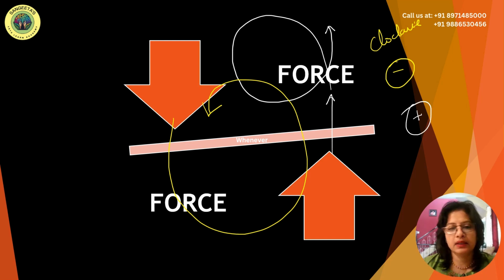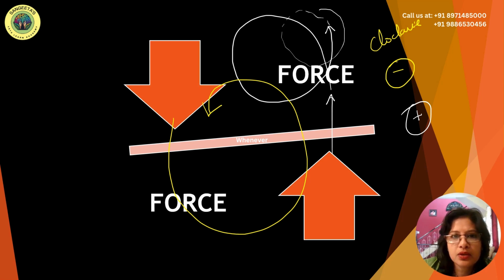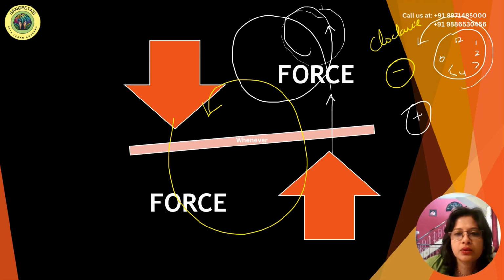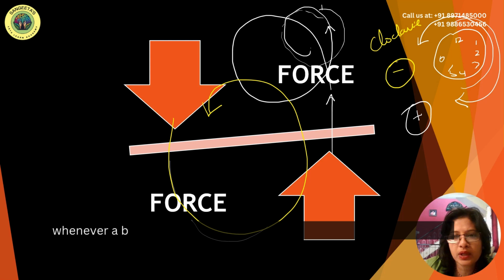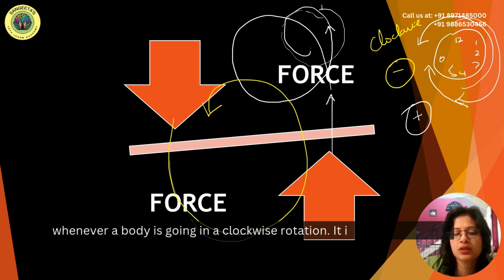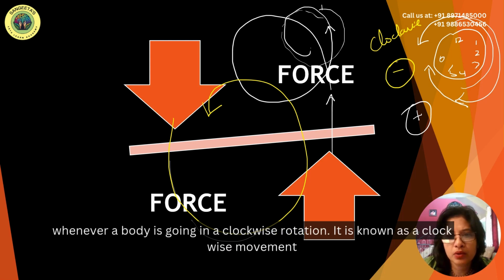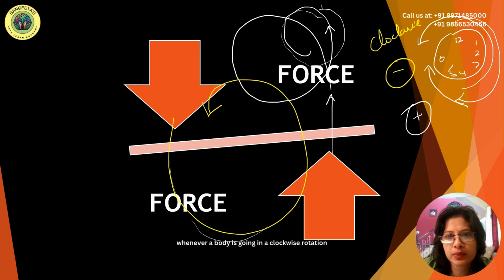So let us understand how it is going. It is going this way. Okay, in a clock, what is a clock? A clock is like this, which is 12, 1, 2, 3, 4, 5, 6. It is going this way, means it is going this way, right? So it is anti-clockwise rotation, and this one is going this way. So whenever a body is going in a clockwise rotation, it is known as a clockwise moment. Clockwise moment is always taken as positive and anti-clockwise is taken as negative.